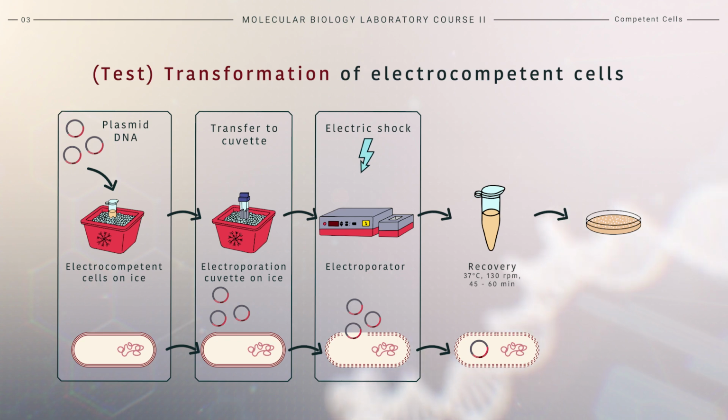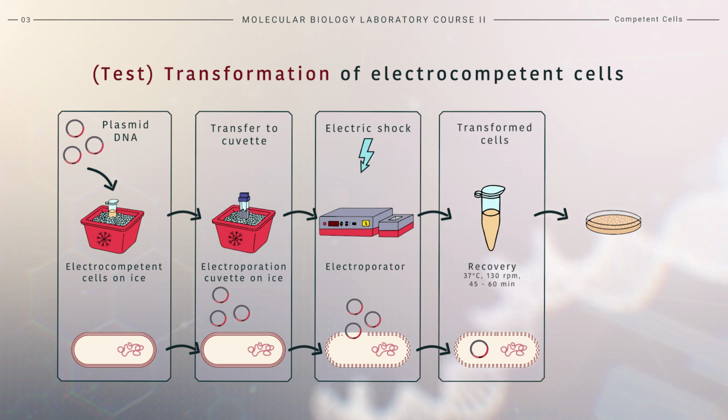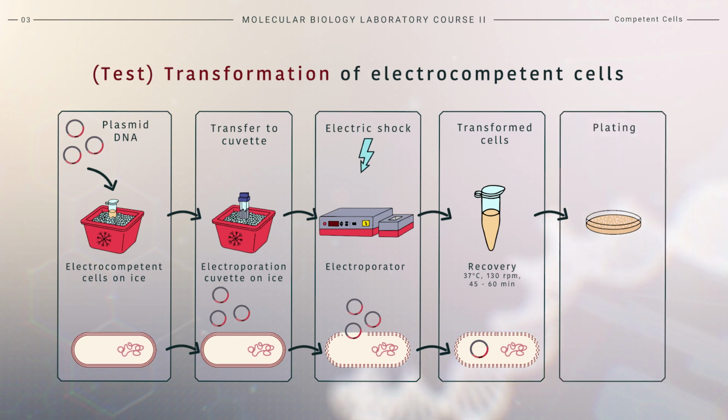After the electroporation comes the recovery phase. This is when rich growth media is added to the cells and the culture is regenerated. This happens for an hour at 37 degrees Celsius with agitation. After the recovery phase, an aliquot of the cell culture is plated on the respective selection plates.